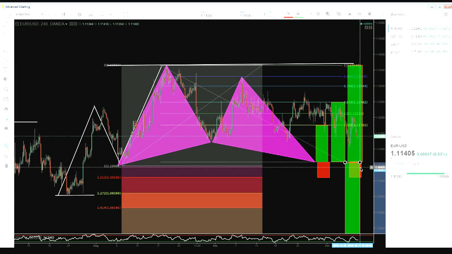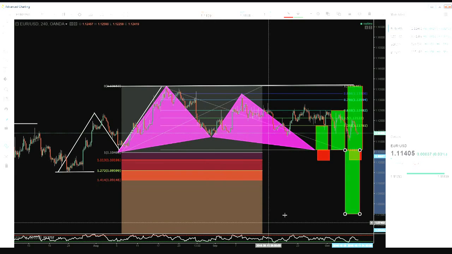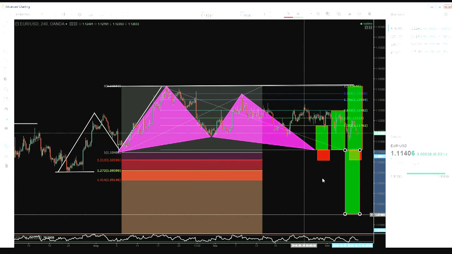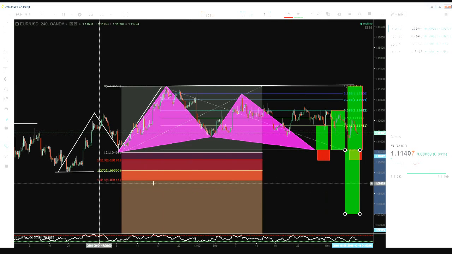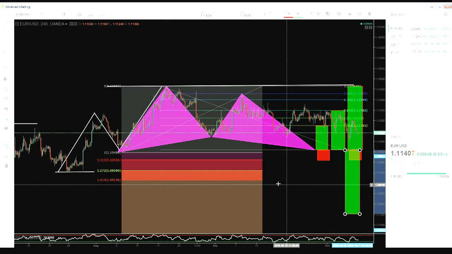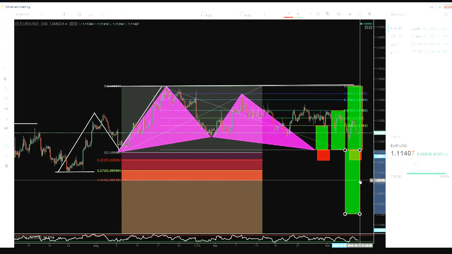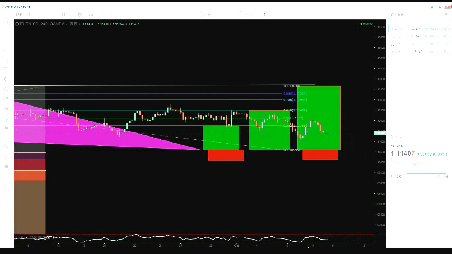So even with the 1-to-1, you'd be way down here. So you could get it down here by the 1.414 extension of the A to X leg right there. Just any one here, you're in a pretty good state. It just depends on how you trade it. Like I said, though, I'll be trading it as just a Gartley if price can get down there and get me in.